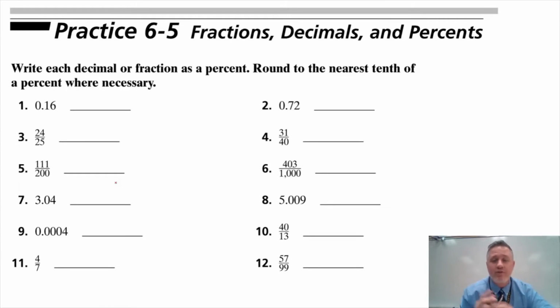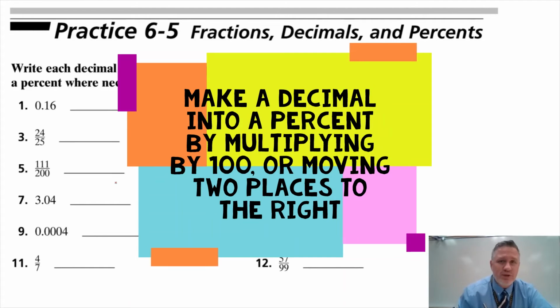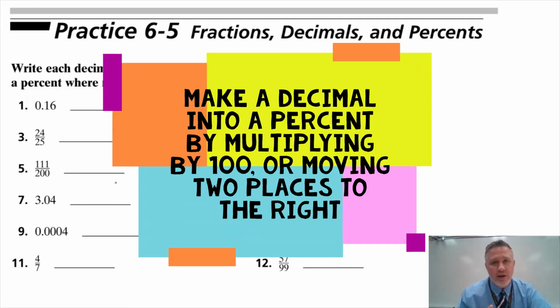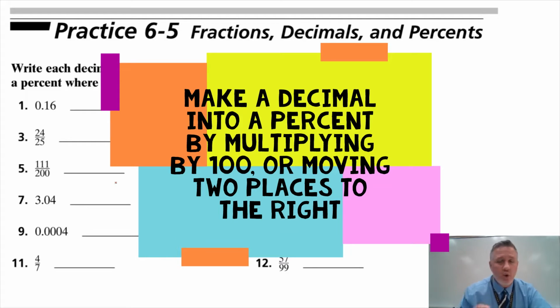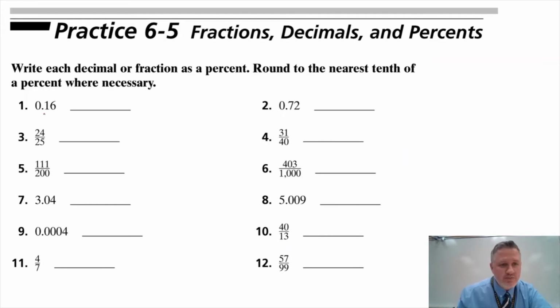Hey everybody, it's time to go over the homework again. We are converting between fractions, decimals, and percents, right? And remember that anytime we want to make a decimal into a percent, we multiply it by 100 because percents are 100 times larger. Or the easier way was just moving the decimal 2 places to the right. So let's do all the decimal problems first.